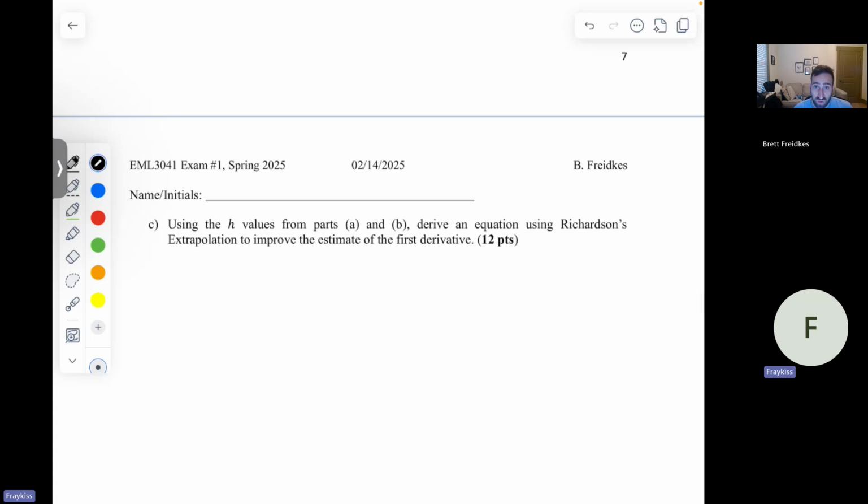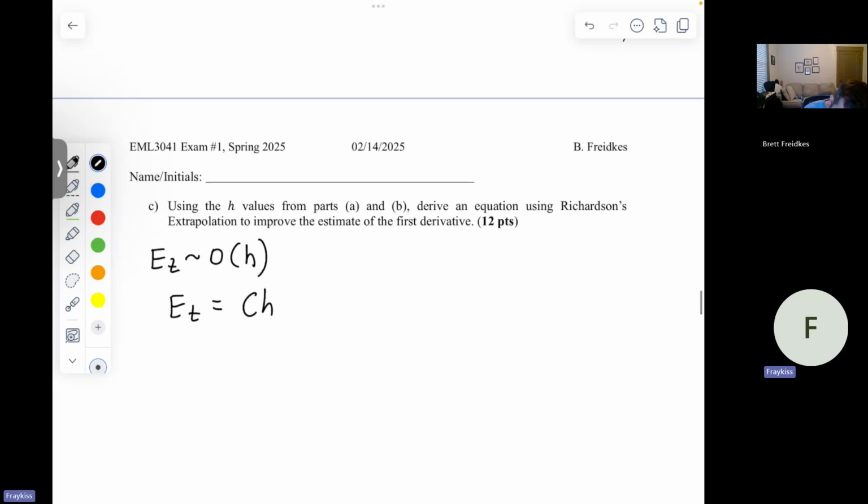So the general idea behind Richardson's extrapolation is to say that I know that the true error, considering we are doing forward divided difference, is on the order of h. So that true error is going to be something like c times h, where c is some arbitrary constant that depends on derivatives and other numbers from the Taylor series. But if we neglect higher order terms, we'll say that the true error is just equal to some constant times h.